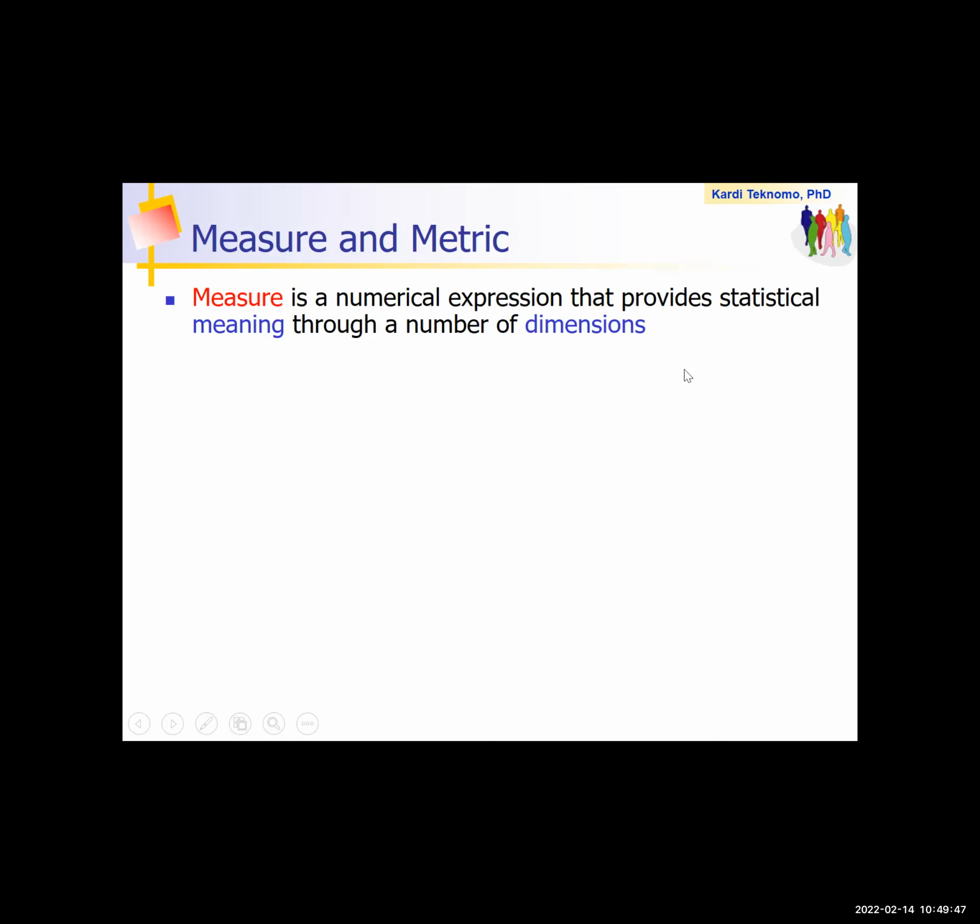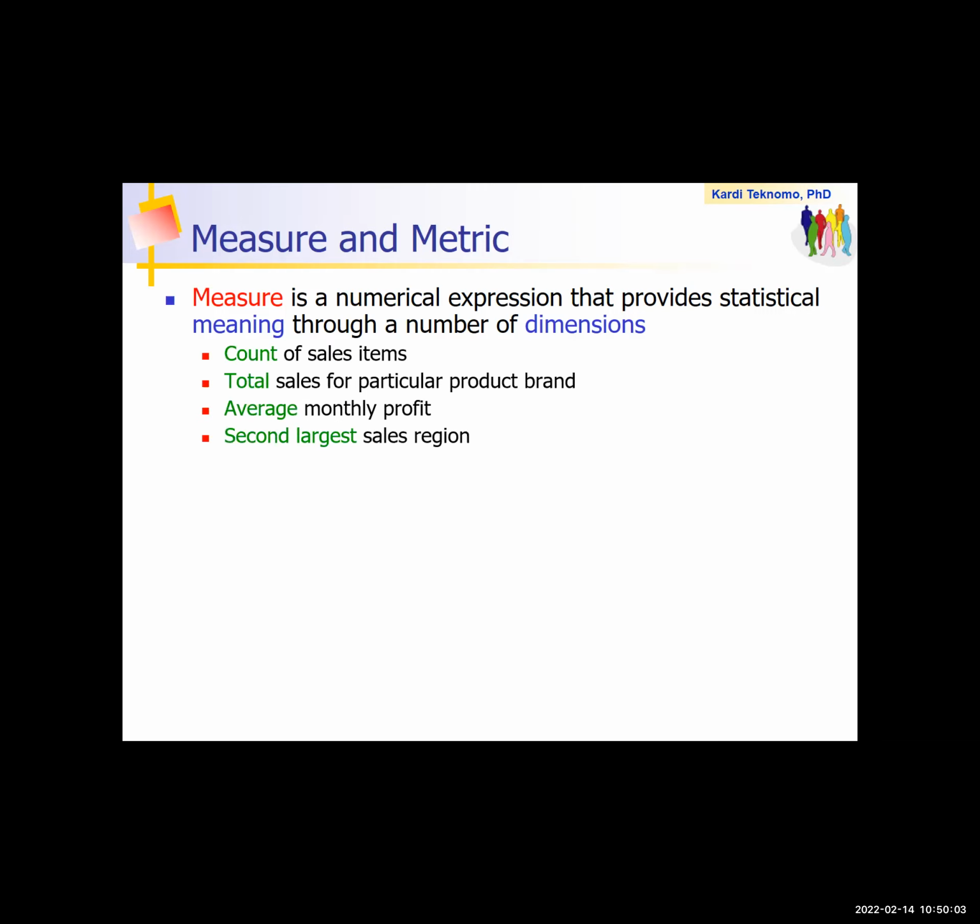Okay. Next, we have what is called measure. Measure is a numerical expression that provides statistical meaning through the number of dimensions. So for each dimension, you will create the measure. So, an example here. What is the meaning of statistics? The count, the total, the average, the largest, the second largest, and so on. These are the statistics. So the sales of an item is the measure here, right? The sales of a particular product brand is the measure here. The monthly profit is the measure here. Is it clear?